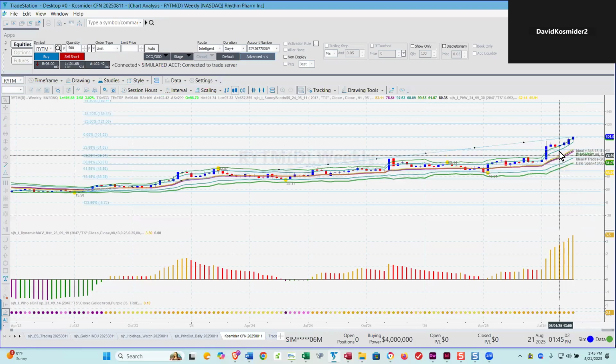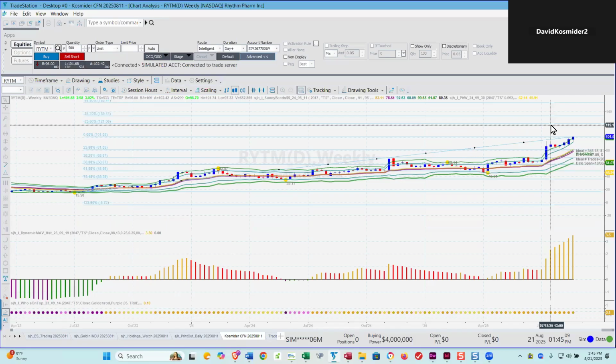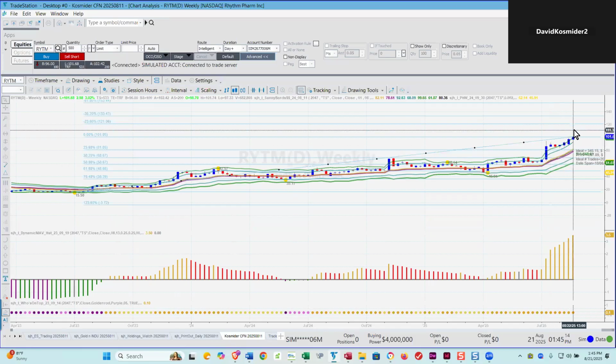So the next target upward is at 121. That's where I think it's going, 121, and it's currently at 101. So you've got 20 points to play with from there to there.